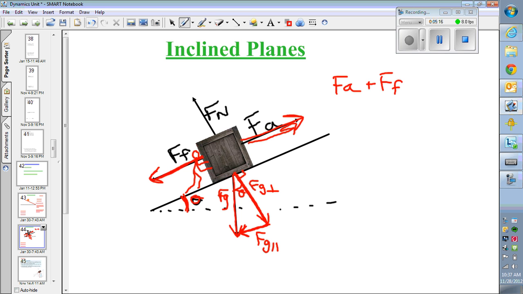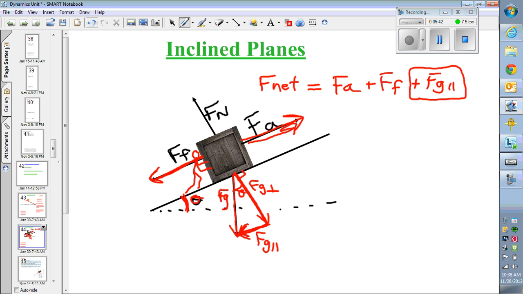And you also have part of gravity fighting you, Fg parallel. All of those forces you could add up to get an overall or a net force. So what we used to just have as F net is Fa plus Ff, we now have part of gravity fighting us on the push up and down the plane. There's an Fg parallel to consider.